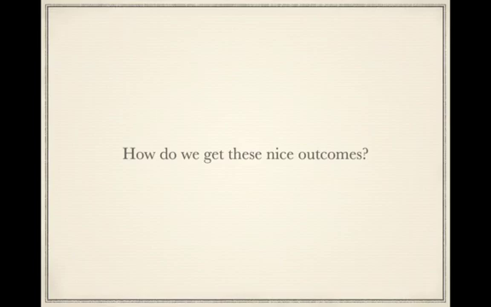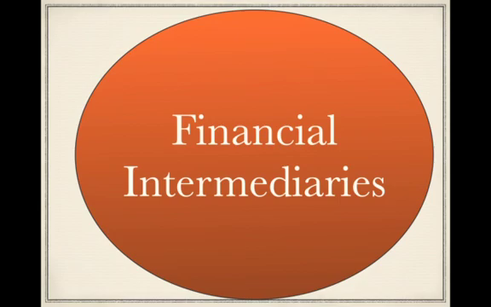But of course, in the background, it's not costless for people to find each other, the suppliers and the borrowers. And so there's going to be transaction costs. And so the question would be, how do we get those nice outcomes that we draw on our graph that seamlessly and costlessly find information flowing between the borrowers and the lenders? In other words, they find each other seamlessly. And the answer here is going to be financial intermediaries.